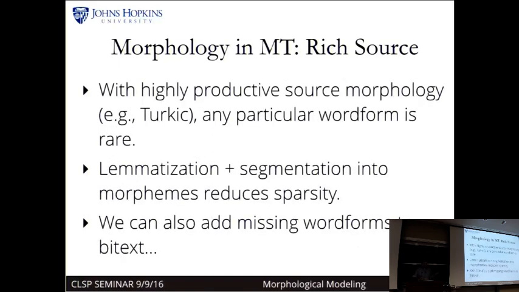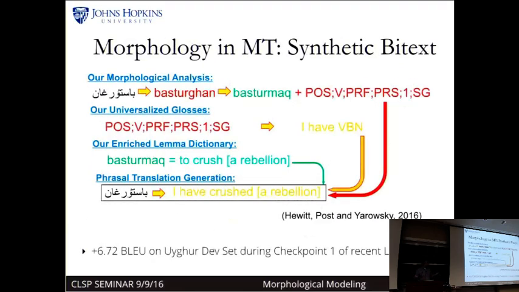Okay, and finally, I'll talk very quickly about the other direction. Before, I talked about translating into a morphologically rich language; now I'll mention translating out of one. And the big problem there is sparsity. One way to deal with that is to lemmatize and segment the input language into morphemes. Another way is to deal with some of the sparsity by creating synthetic bitext to feed to the MT training algorithm. And here's one way that could work.